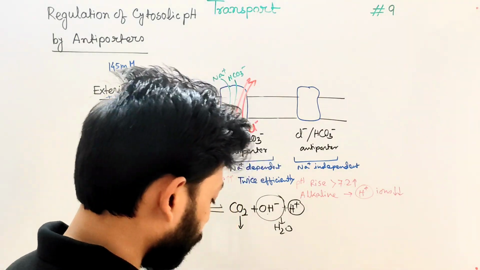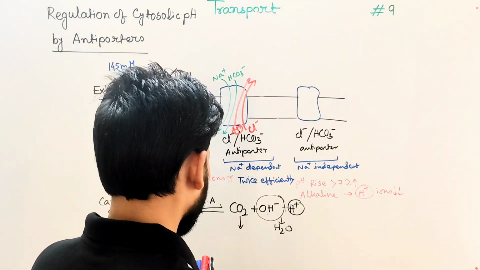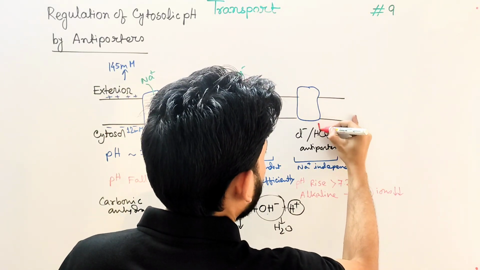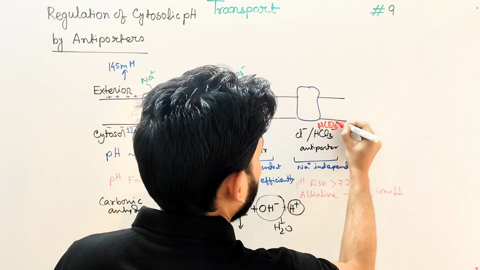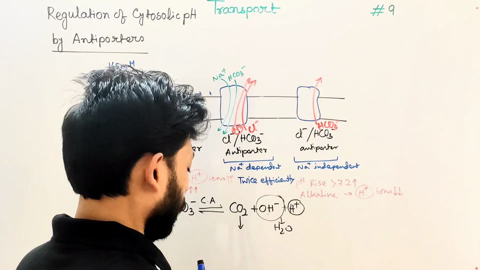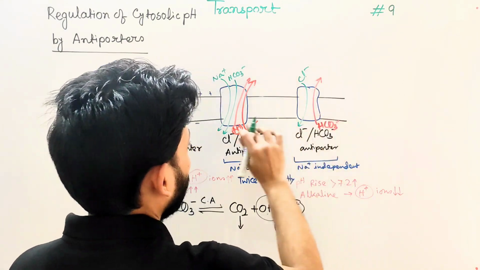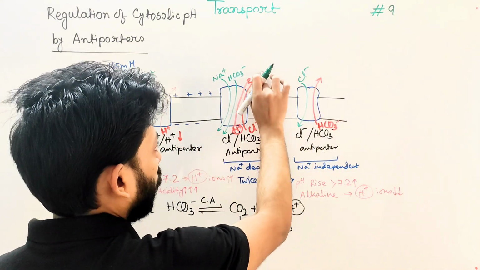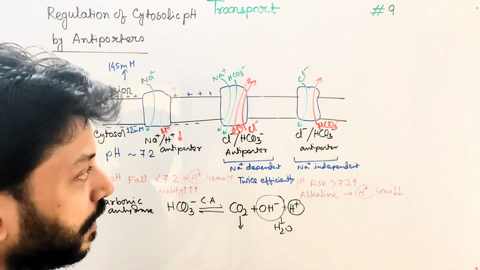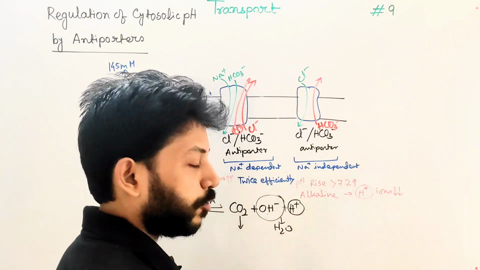How does it work? See, this antiporter removes one HCO3 ion and imports one chlorine ion. The reverse occurs. Here, as you can see, chlorine is exported and bicarbonate is imported. Here, the opposite occurs. Now, why will this HCO3 removal increase the hydrogen concentration?